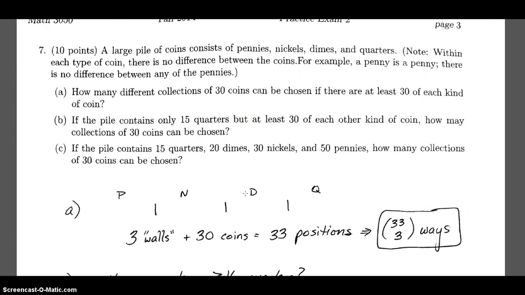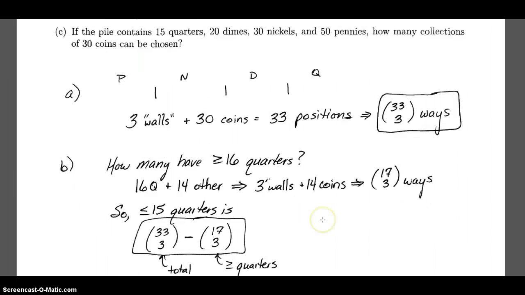Okay, number 7. Here is the situation where we have a few categories. This is like number 2 and 3 on good problem number 2. So 4 different categories. In other words, we have 3 walls. There's always one less wall than categories. And we have 30 coins that we'll be placing in those. So 33 choose 3 total ways.